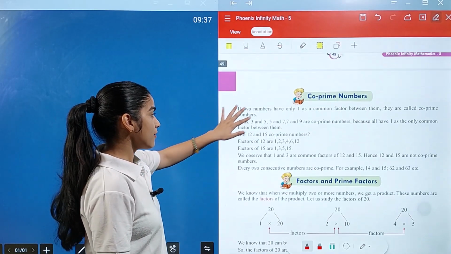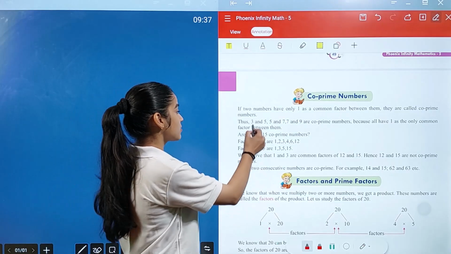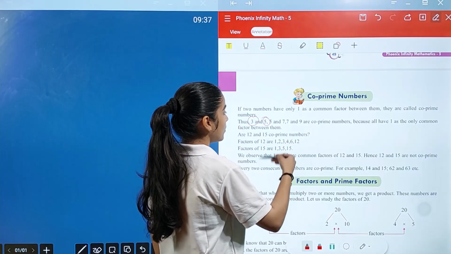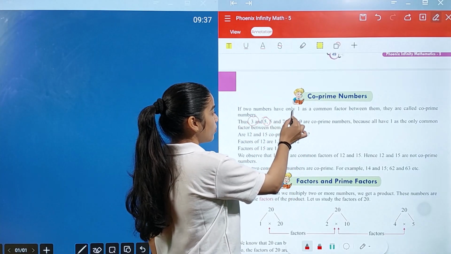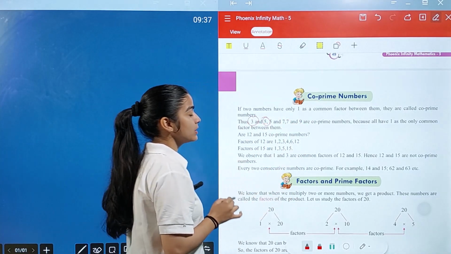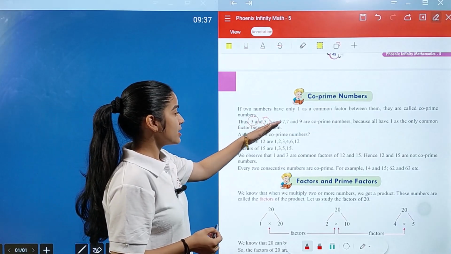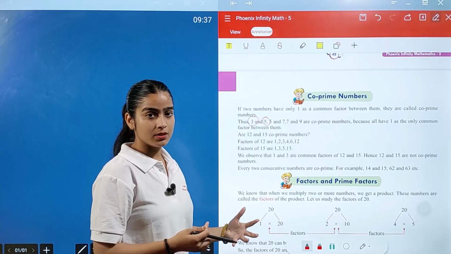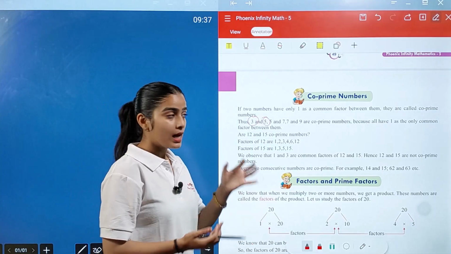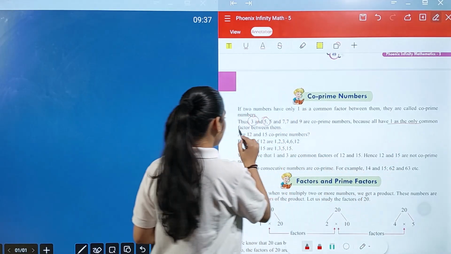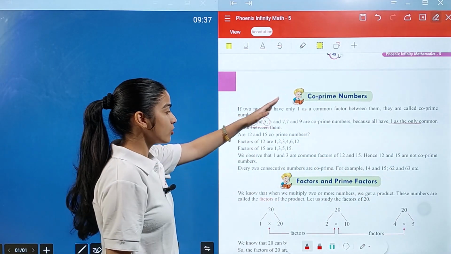Okay, now we have co-prime numbers. In this case, 3 and 5, 5 and 7, 7 and 9: if two numbers have only one as a common factor between them, they are called co-prime numbers. In 3 and 5, 5 and 7, 7 and 9, in all these groups of numbers, what we see here is that we have only one as the common factor between them. This is called your co-prime numbers.